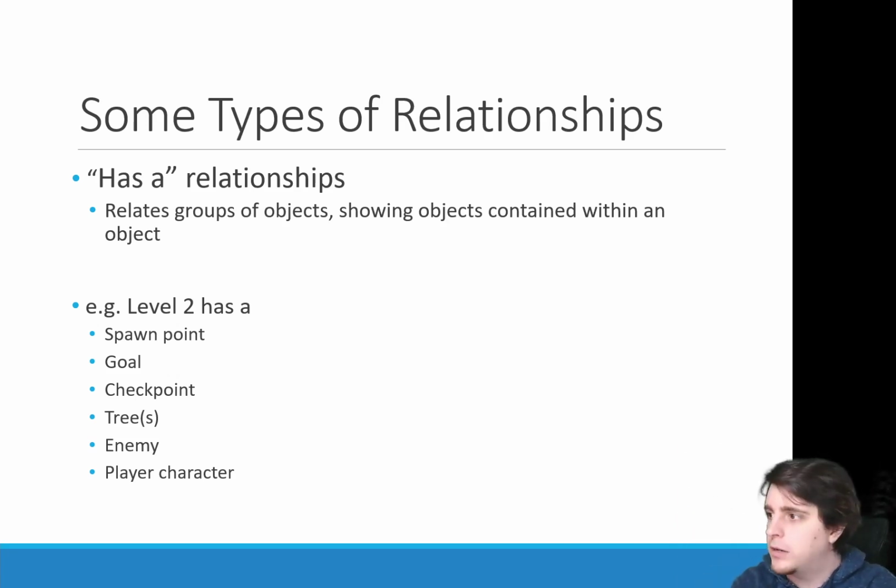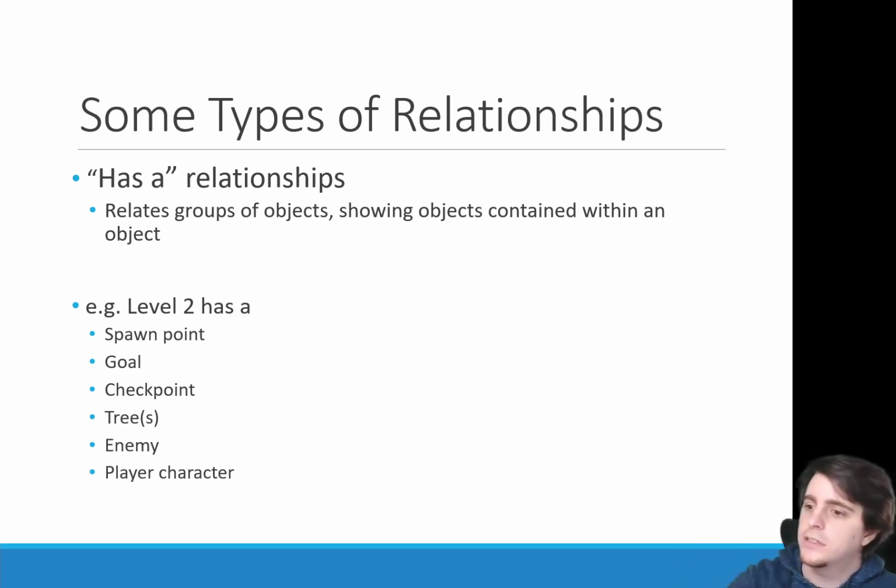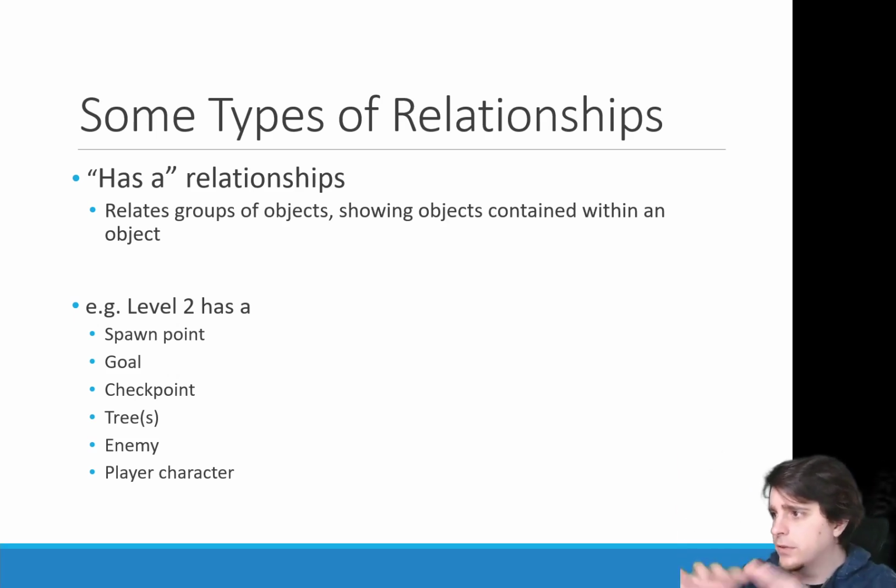It's got a spawn point for the player. It's got a goal. It's got checkpoints. It's got probably some trees or props. It's got at least one enemy, and it's got the player character. So level 2 has all these things within it. And again, those may feed into other systems or other relationships.